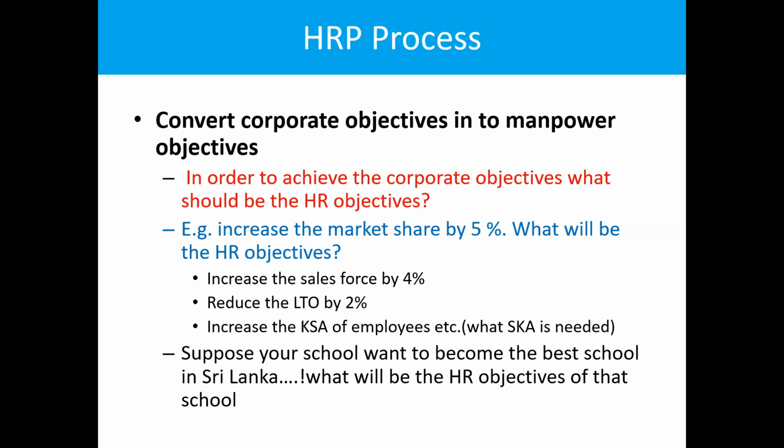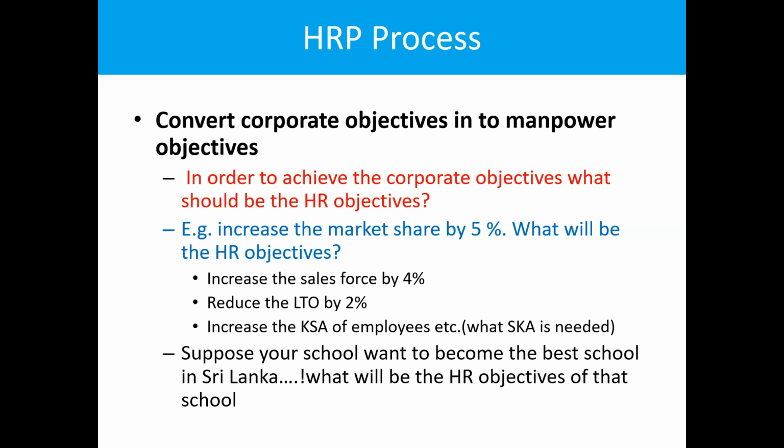So reducing the LTO by 2%, for example, is another HR objective, and another is to increase the KSA. KSA simply means knowledge, skills, and attitudes of employees. Let's say, for example, you think that as HR manager, sales force training, further training, is needed in order to increase sales. Then the HR department can be given a target to increase the sales force awareness, capacity, knowledge, and attitude by a certain percentage, right? So you are simply given a target.